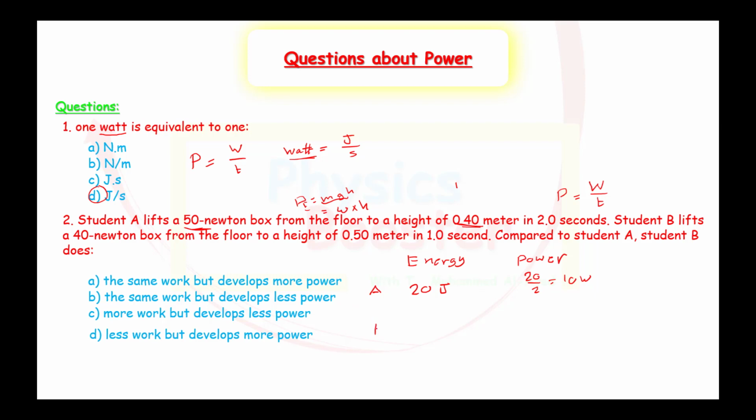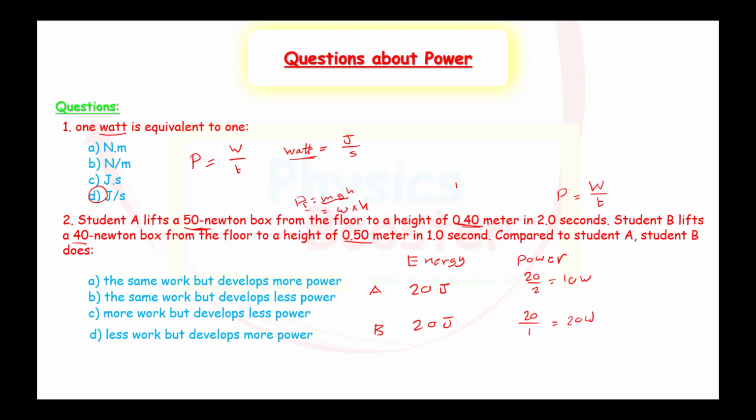Now for student B, the same thing. We want to find the potential energy, but in this case we will multiply 40 newtons by 0.5 meters. 40 by 0.5 is also equal to 20 joules. But how much power has he done? Power is equal to work divided by time. So the work is 20 divided by the time, which is 1 second. So he is using 20 watts.